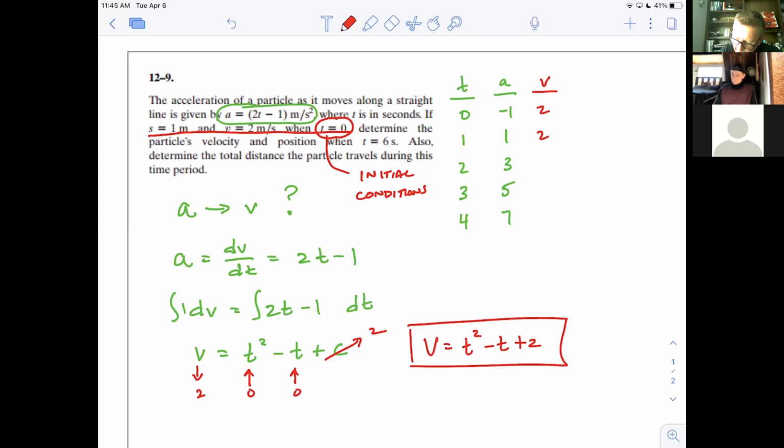When I put 2 in, I get 4 minus 2, which is 2, plus 2 is 4. So now it's actually speeding up, apparently. I hope I'm not calculating this wrong. Is that right? 4. That's right. When I put 3 in, 9 minus 3 is 6 plus 2 is 8. When I put 4 in, 16 minus 4 is 12 plus 2 is 14. So notice, I now know its velocity at all these different times.